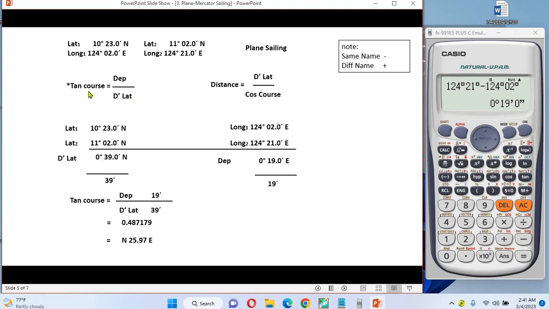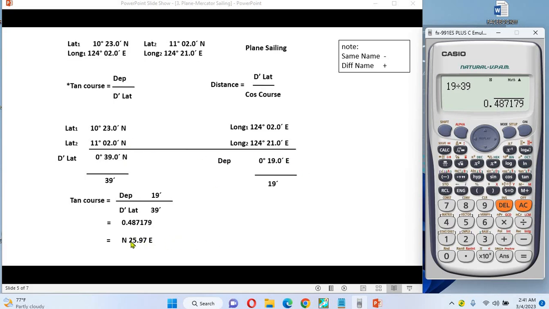The tangent course is equal to departure over d lat. So departure is 19, okay, sorry. So 19 over d lat is 39. So 19 over 39 equals 0.4871, the same answer. So why northeast? Because latitude is north and longitude is east, so northeast.